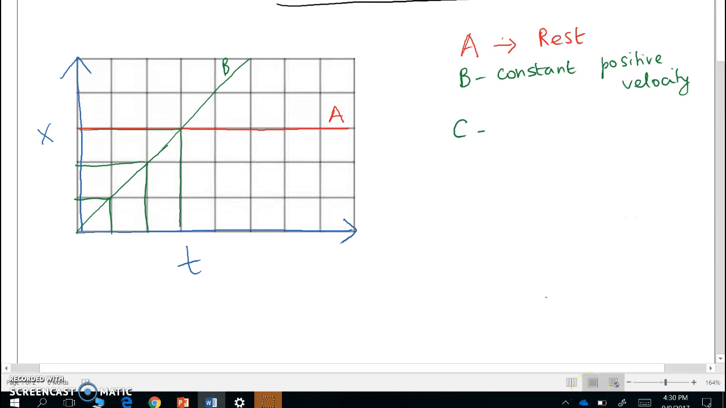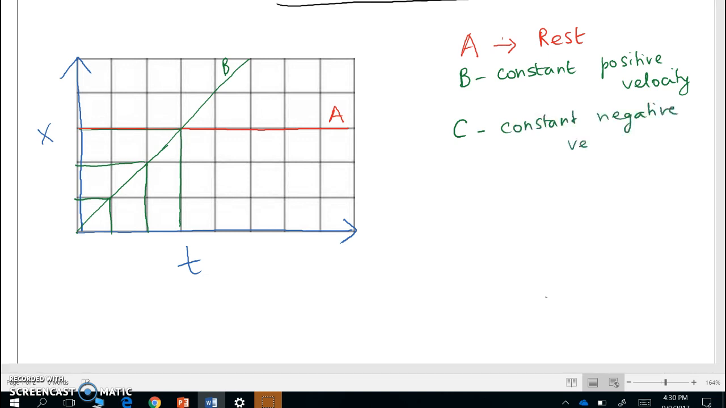So if I want C to represent constant negative velocity, how do you think the plot would look? How will you draw constant negative velocity on the graph? If you said a line that is sloping downwards, you are right. A line sloping downwards represents an object starting at a higher position, and its position decreases as time increases. So it's moving towards the origin, which means it has a constant velocity but is moving in the negative direction.